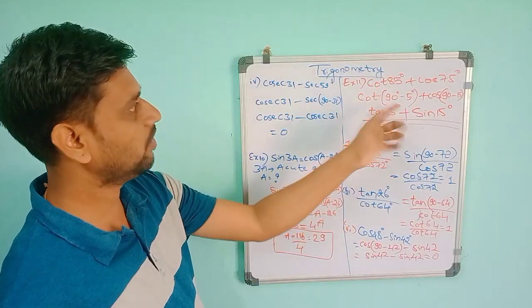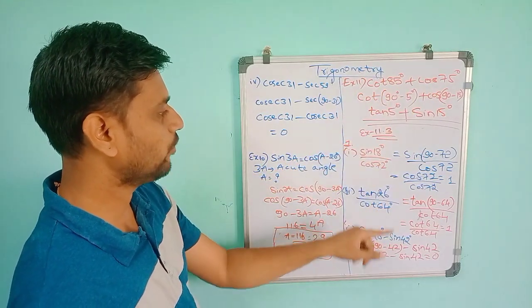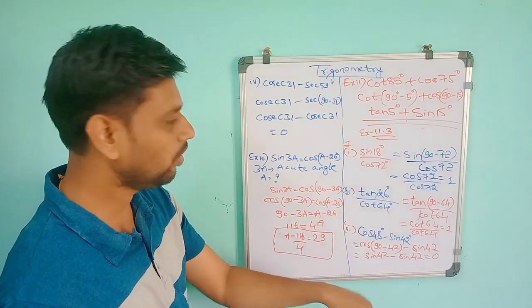So you only have to see whether the sum of the two angles is 90 degree or not. Then you have to change any one value, tan to cot or cot to tan, like that.